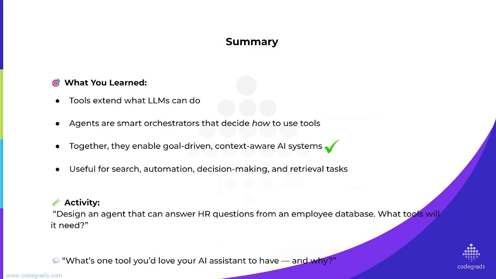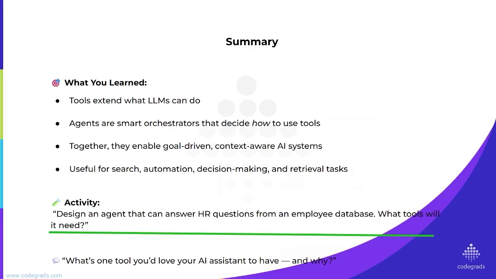If we are building a chatbot that needs to be more goal-driven or more context-aware, then tools and agents are important. They are useful for search, automation, decision making, and retrieval tasks, like getting current news or real-time data from the web. We need them if we need to automate tasks, for decision making, or for travel tasks. At that point of time, tools and agents are very important.